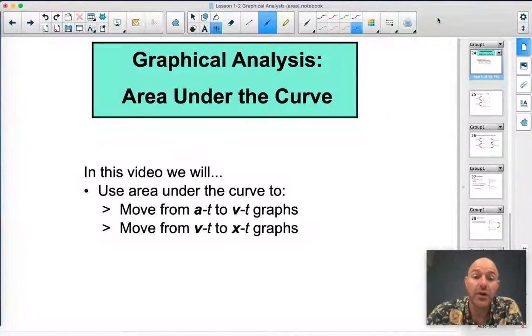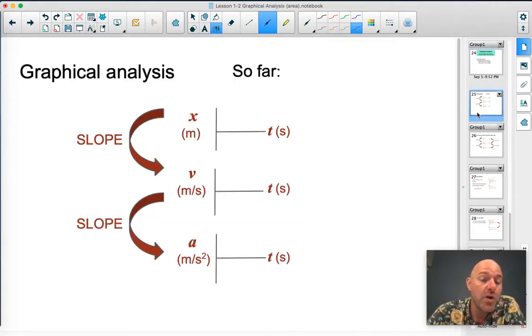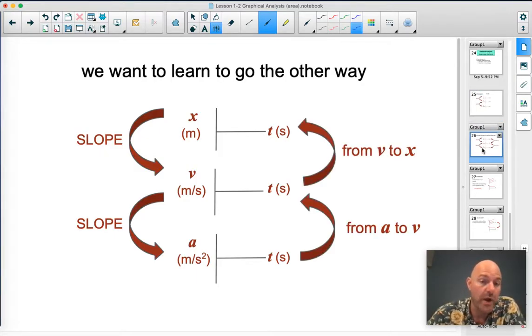the area under the curve to move from acceleration to velocity and velocity to position information. We already know how to use the slope of position time graphs to get to velocity time and the slope of velocity time graphs to get to acceleration time. And now we want to go the other way.